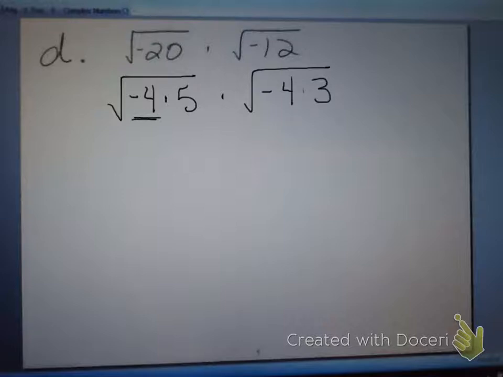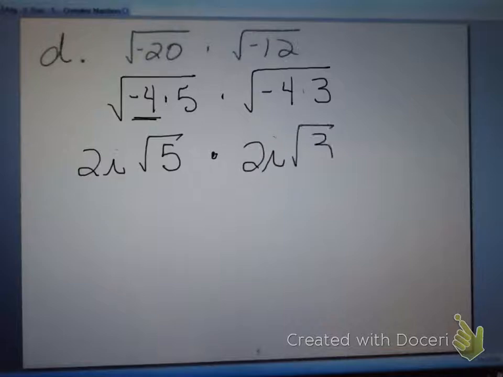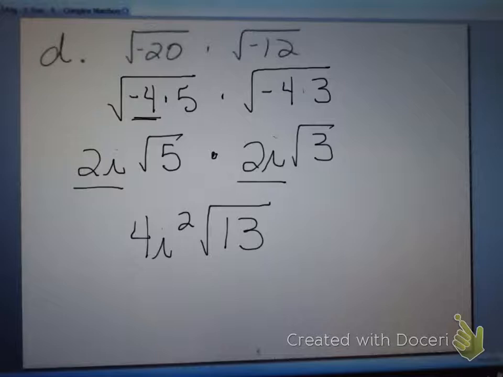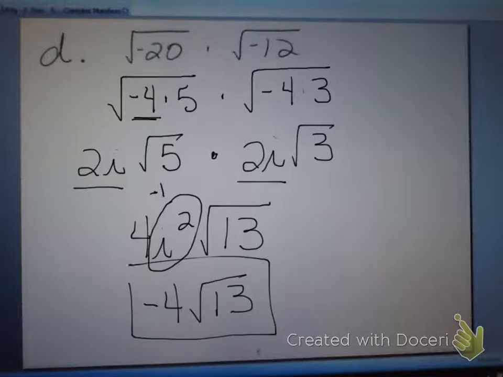Square root of negative 4 is 2i. Cannot take the square root of 5, so it stays inside the radical. Square root of negative 4 is 2i times square root of 3. Now I'm going to multiply my coefficients together. 2i times 2i is 4i squared. Square root of 5 times square root of 3 is square root of 15. We're almost finished, but not yet, because anytime we see i squared, we will replace that with negative 1. So negative 1 times 4 is negative 4 square root of 15. Now we are finished.